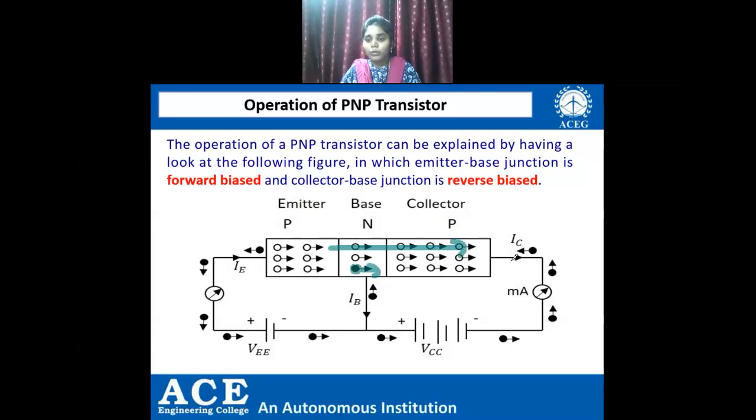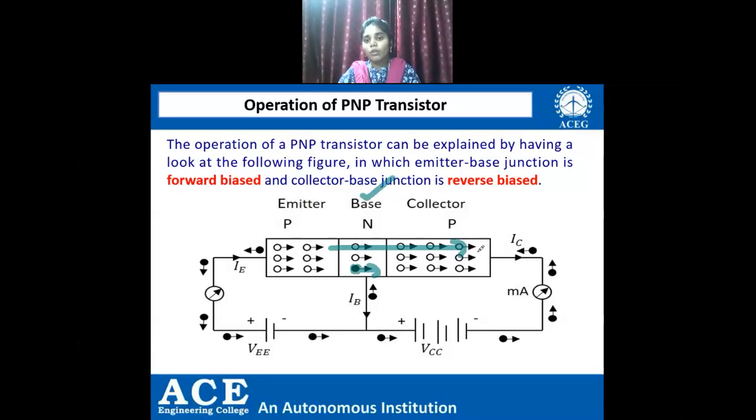What will the collector do? The collector always tries to collect. Why is the collector named a collector? Because it is always going to collect. That is why whenever a hole goes, it is going to pass through the base and go to the collector side. Why does it move like that? Because the base is lightly doped, first point, and the width of the base is less. That is why holes move towards the collector.